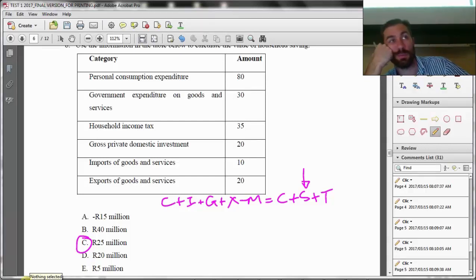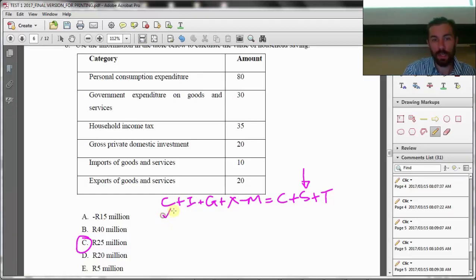You happy with that? In other words, you've got here C, they've given you C, it's 80. You've got government expenditure, so you've got G. You've got household income tax, there's T. You've got gross domestic investment, there's I. You've got imports, M. You've got exports, X. And you need S. So any issues? No? Okay.